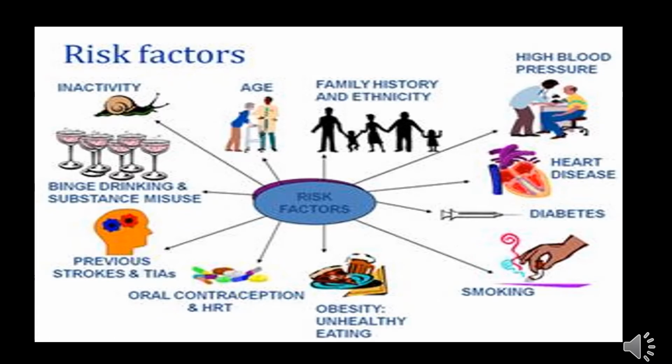Now we will talk about non-modifiable risk factors, which means we cannot change them in our life. Non-modifiable risk factors include age. With increasing age, the risk of stroke increases. Family history and previous stroke history. In addition, gender: in males, the risk of stroke is higher than in females.